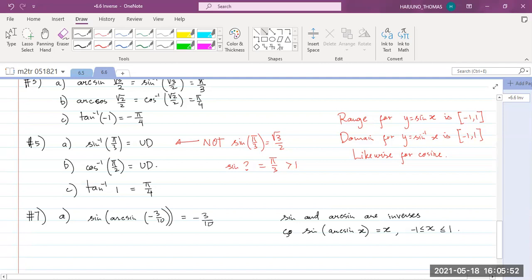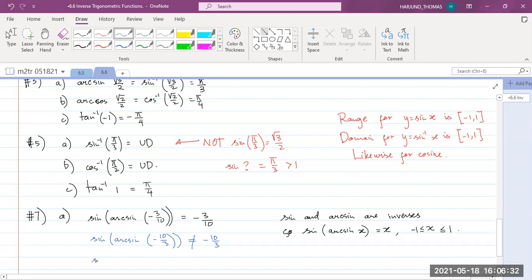But sometimes we do it so fast that we don't pay attention to the restricted domain. Negative 3/10 is between negative 1 and 1, so yes, you can do that. But what happens if I change the question to sine of arc sine of negative 10 over 3? Now that is not negative 10 over 3. Why? Negative 10 over 3 is not even in the domain of arc sine. So they don't cancel.